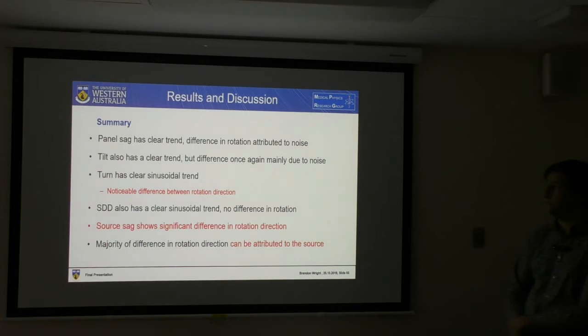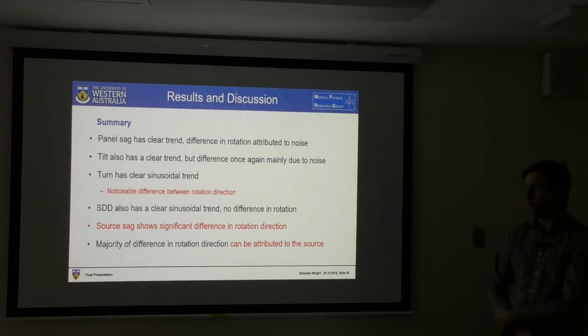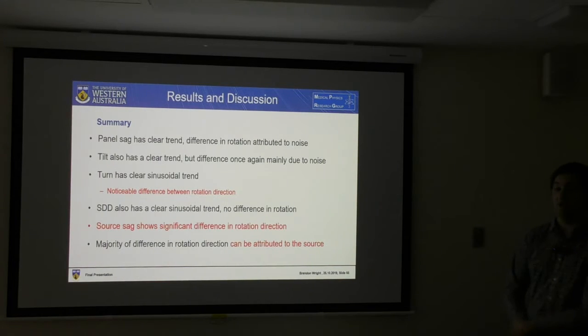To summarize the results, the panel sag has a clear trend with a difference in rotation probably attributed to just noise. Tilt also had a clear trend but was different mainly just due to noise. Turn had a clear sinusoidal trend, but there was a noticeable difference in rotation direction. SDD had a clear sinusoidal trend, but there was no discernible difference in rotation. The source sag had a clear difference in rotation direction, which was attributed to the difference between clockwise and counterclockwise rotations, and the majority of differences in rotation direction can be mainly attributed to the movement of the source itself.